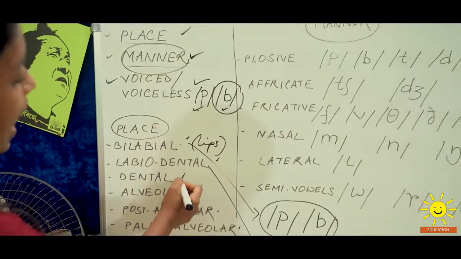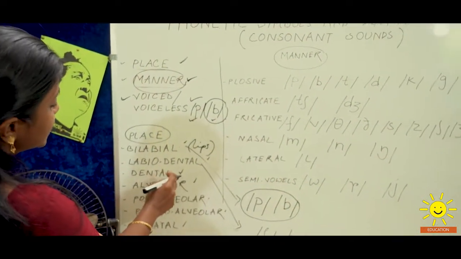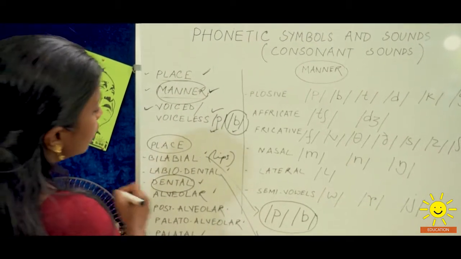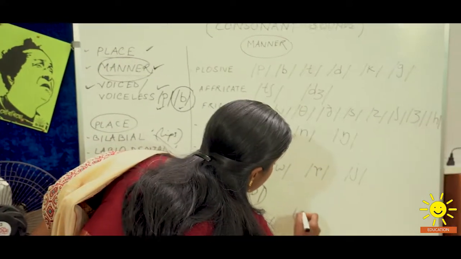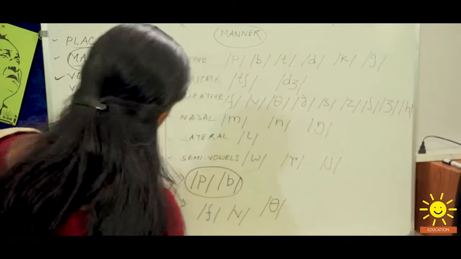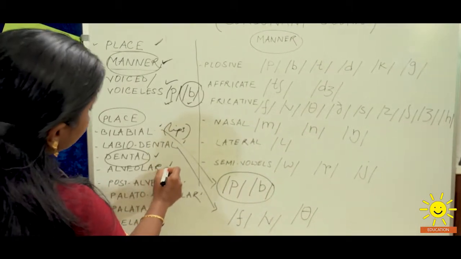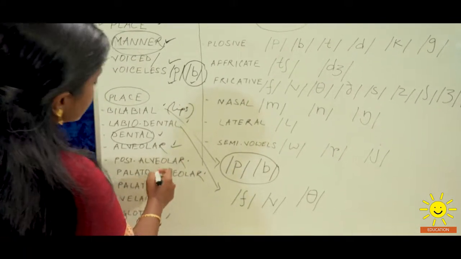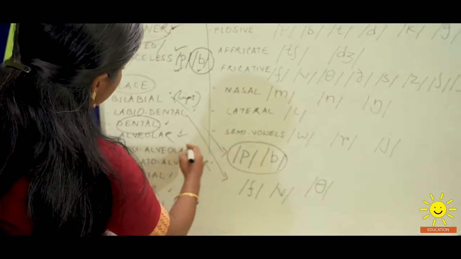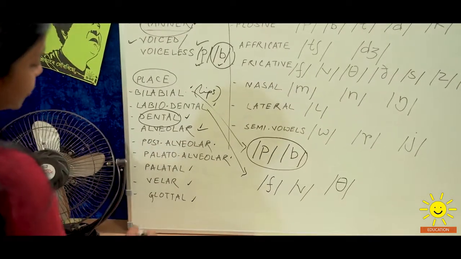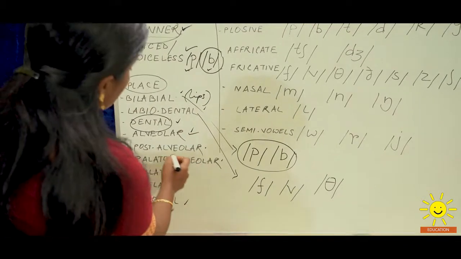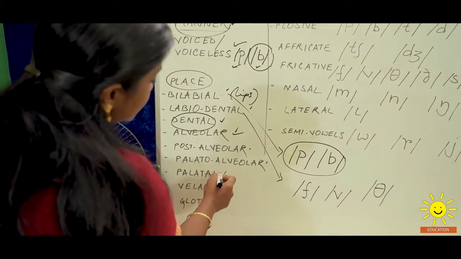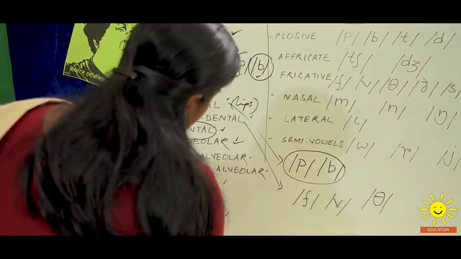Dental, when the tip of the tongue touches the upper teeth, it is known as a dental consonant sound. For instance, the sound th, as in thank you. Alveolar, it involves the alveolar ridge. Post-alveolar, it involves the portion of the alveolar ridge which is at the back of the alveolar ridge. Palato-alveolar, it involves the hard palate as well as the alveolar ridge. Palatal, which means that it involves the hard palate.